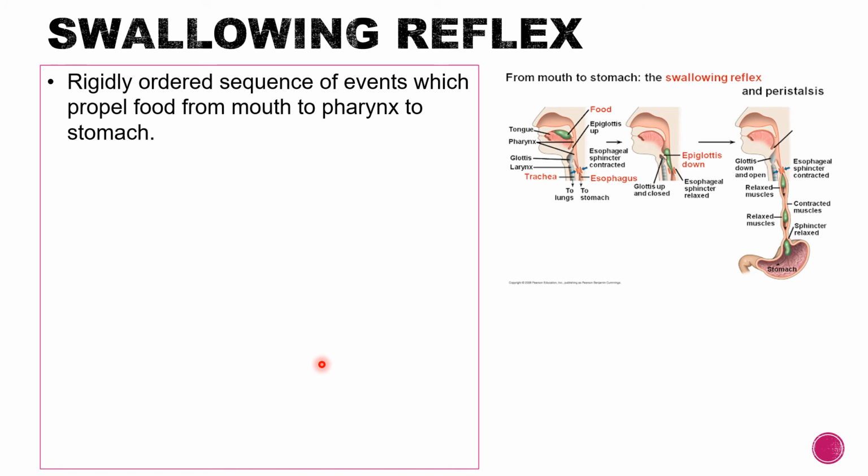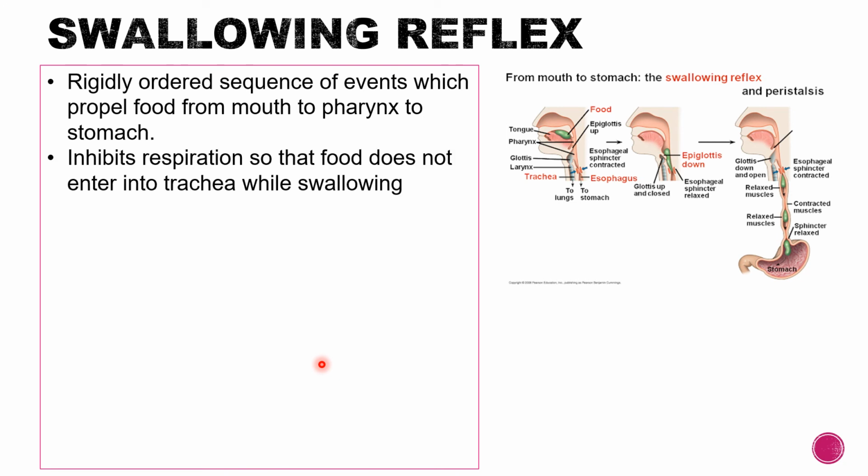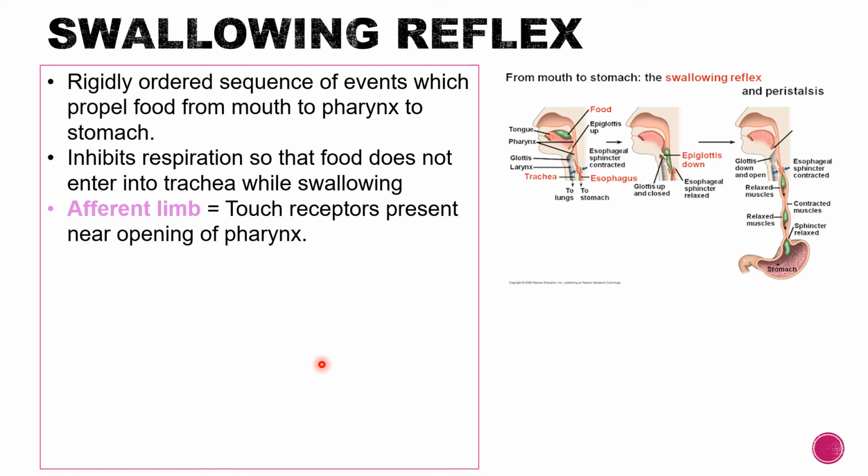So since it's a reflex arc, it has an afferent limb, a center, and the efferent limb. So let's look at the different parts of this arc. The swallowing reflex also inhibits respiration. Okay, so it inhibits respiration and closes the glottis so that during swallowing food does not go into the trachea. So now let's look at the afferent limb. The afferent limb is the touch receptors present near the opening of the pharynx.